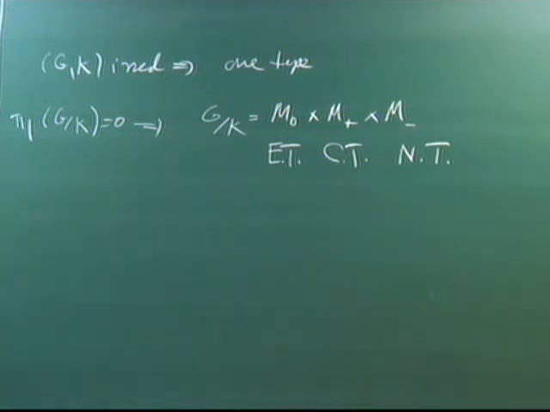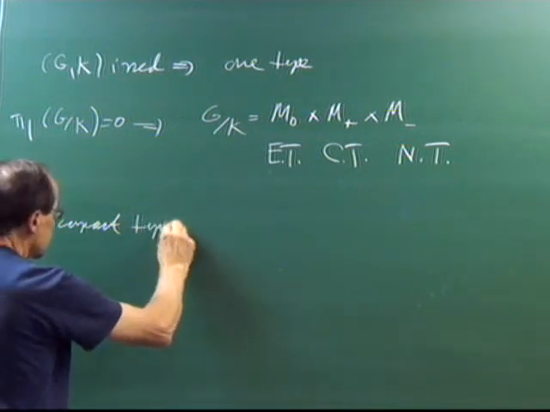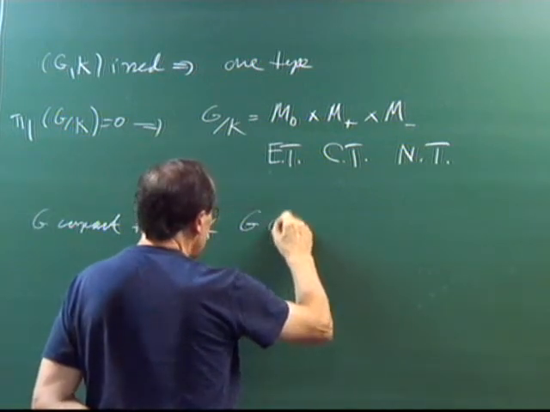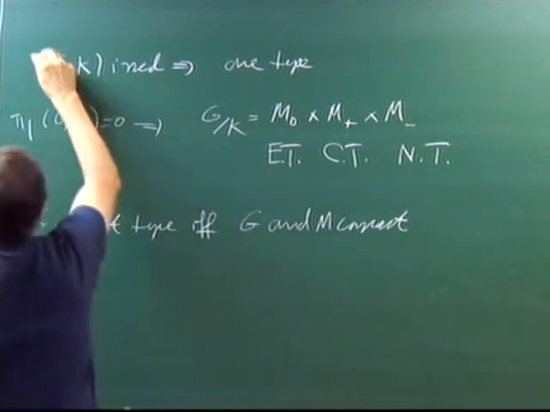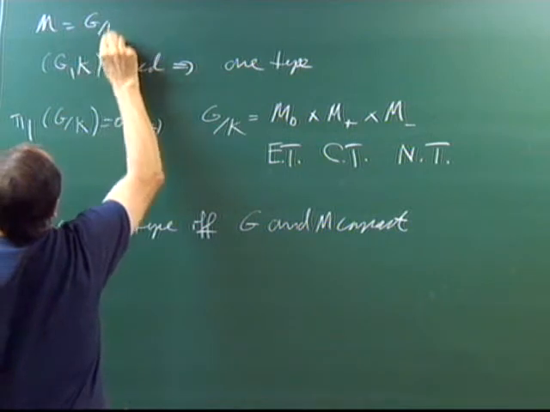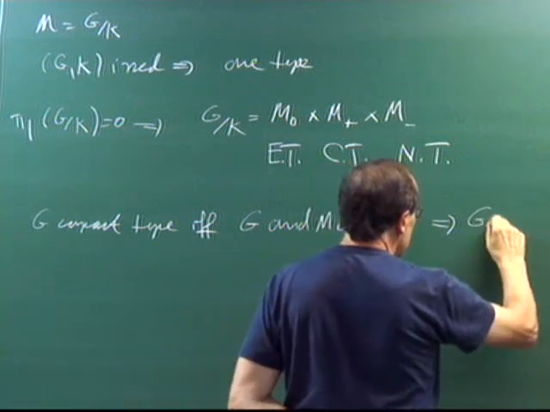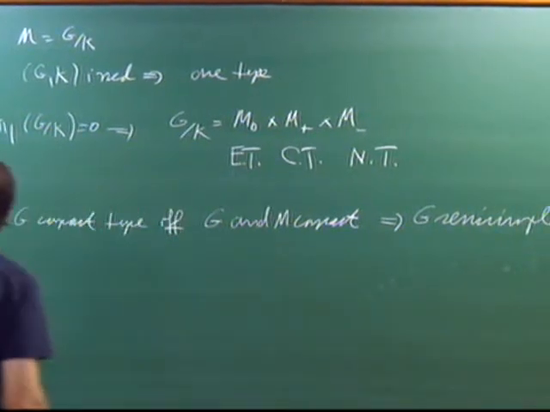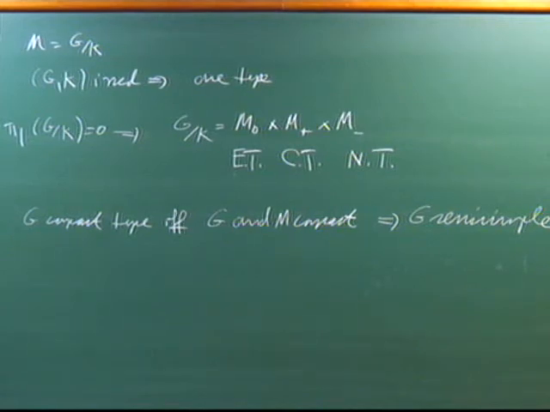Then, what else did we prove? G compact type if and only if G and M compact. So M being G mod H, G mod K. And this implies G semi-simple. Forget if I mentioned that last time, but this is clear, right? If this has a compact or non-compact type, it's positive, negative on one, it's negative on the other.